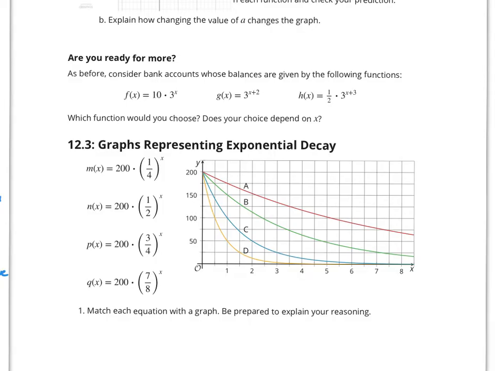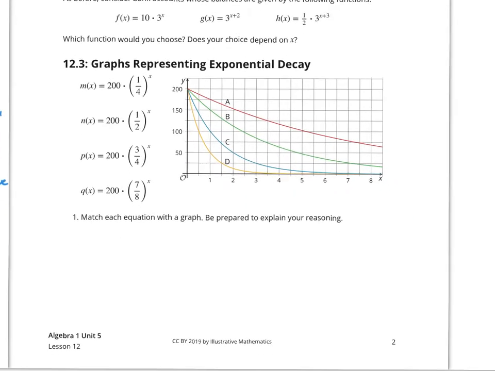So the four functions are M of X equals 200 times 1/4 to the X power, N of X equals 200 times 1/2 to the X power, P of X equals 200 times 3/4 to the X power, and Q of X equals 200 times 7/8 to the X power. So again, we're all starting at that 200 mark. Every account starts with the same value, but you really need to determine which graph or which equation, which situation would give you more money, knowing that you're going to lose money either way.